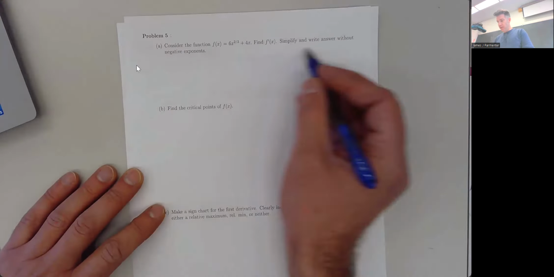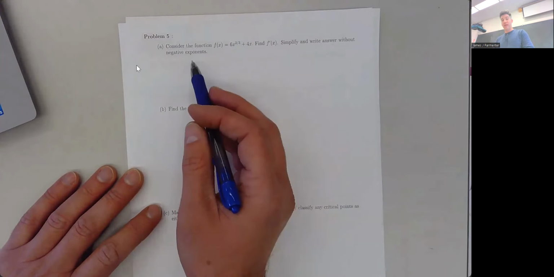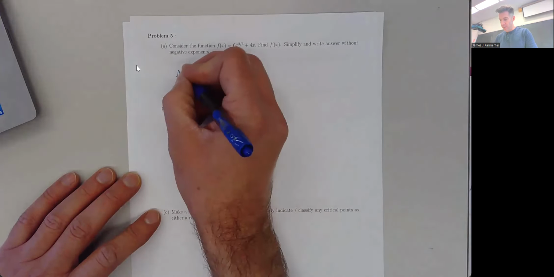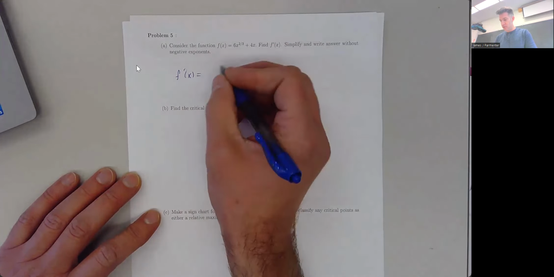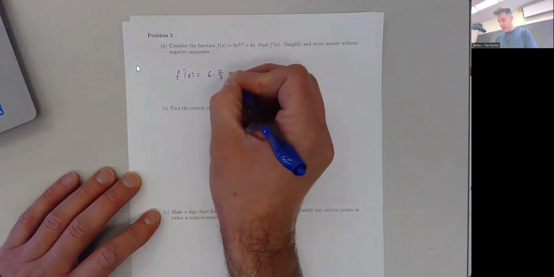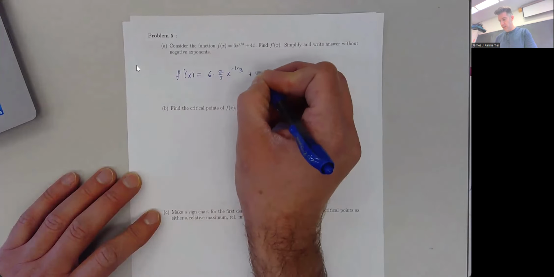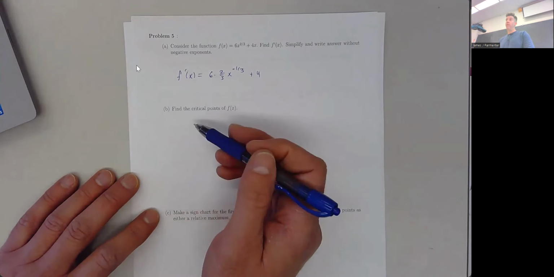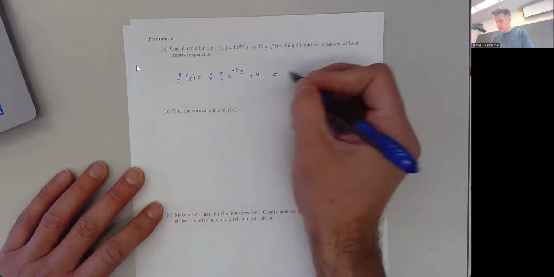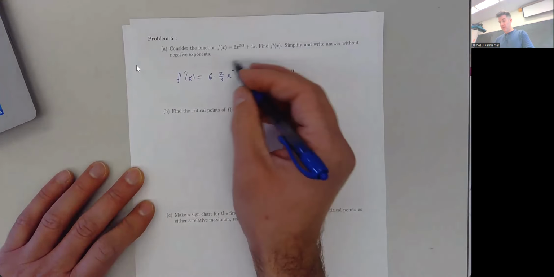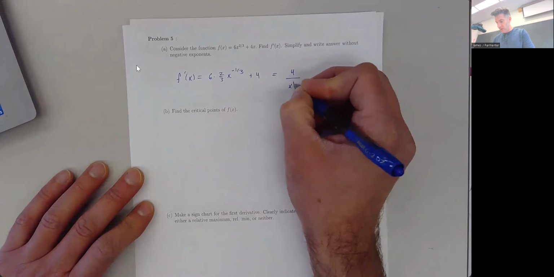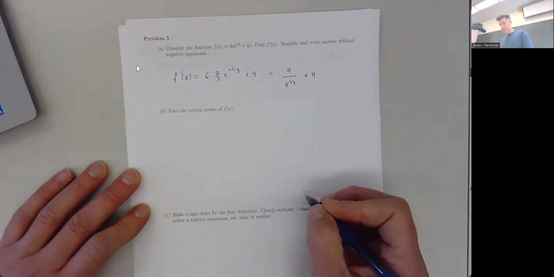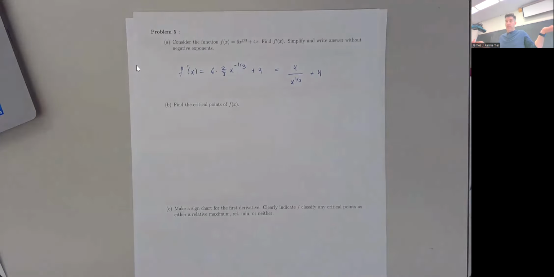Okay. So looking at this, find f prime, simplify and write your answer without negative exponents. So f prime here is 6 times 2/3 times x to the negative 1/3 plus 4. We should definitely simplify that. 6 times 2/3 is 12/3, which is 4. So we got 4, and instead of times x to the negative 1/3, we should write it as 4 over x to the 1/3 plus 4. That's all I would do. I satisfied the requirement. I wrote the derivative without negative exponents. Awesome.